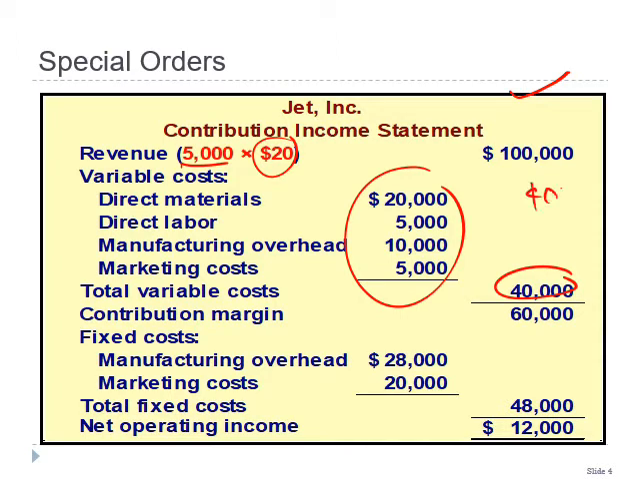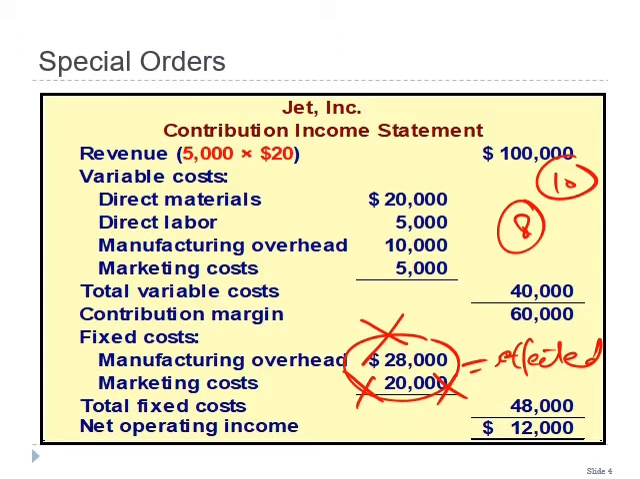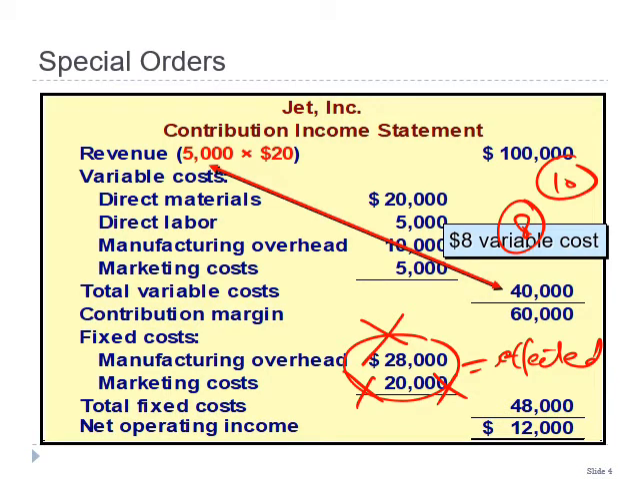If you divide 40,000 by 5,000 units, the answer is 8. In general we can say that the manufacturing overhead is not affected, so we will not consider this fixed manufacturing overhead as a part. So the variable cost is 8, and the distributor is offering us 10. Let's see that one. We calculated this 8 as 40,000 divided by 5,000.